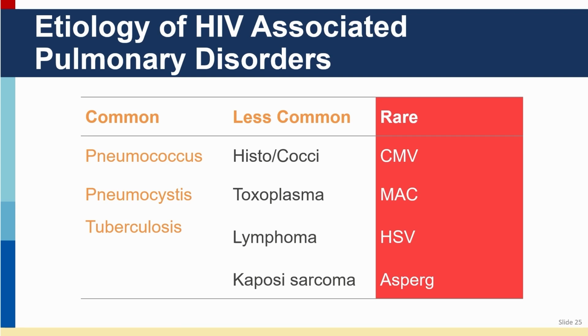One of the things about pathogens as we get into it is there are some things that are common. Pneumococcus and pneumocystis are clearly common, particularly pneumocystis at the right CD4 count. And TB, depending on where you practice, maybe not in most places in the United States, but certainly abroad, is very common.